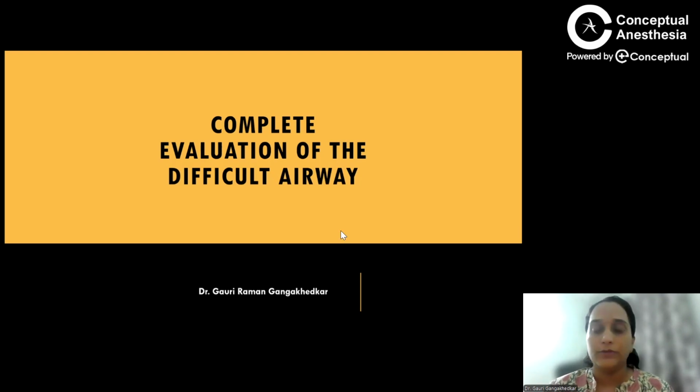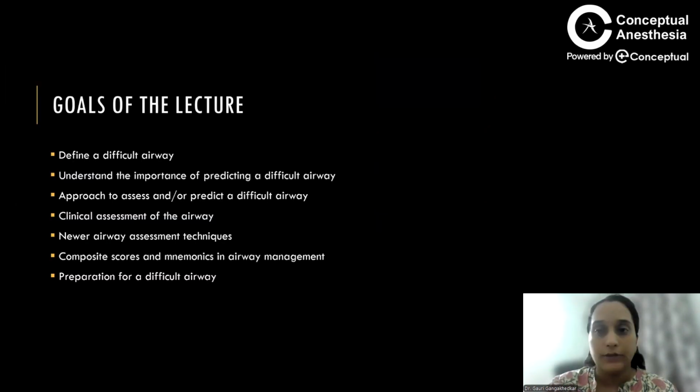When we talk about evaluation of the difficult airway, we need to figure out what we're going to do today. So we're going to define a difficult airway, understand the importance of predicting a difficult airway, and understand the approach to assess or predict a difficult airway. How do you carry out a clinical assessment of the airway? Are there other newer airway assessment techniques? We're going to go over some composite scores and mnemonics for airway management and also preparation of a difficult airway.